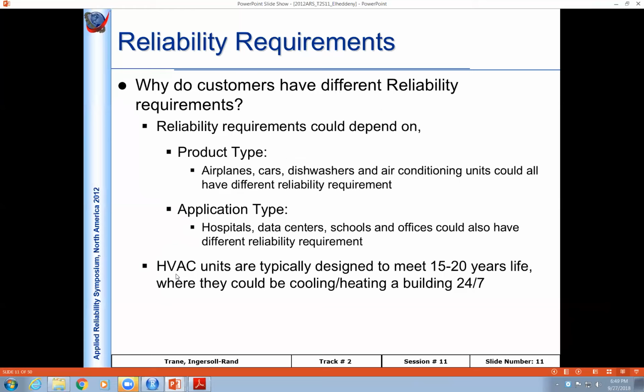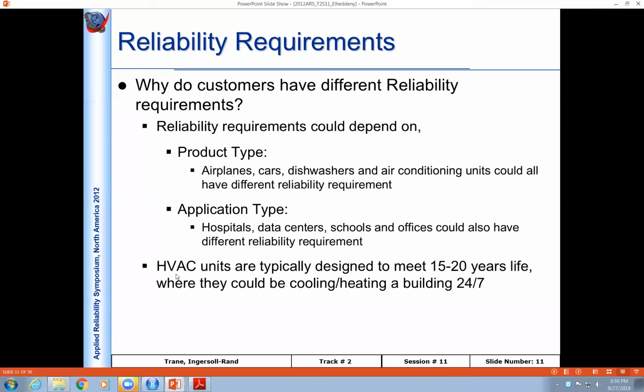So can we have different requirements? If I'm in an airplane, I would really have a very high requirement for the airplane, versus if I'm buying a dishwasher, probably not as high, right? If you think about it that way. And also from an application perspective, not just from a product type.